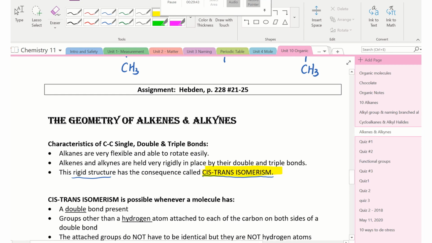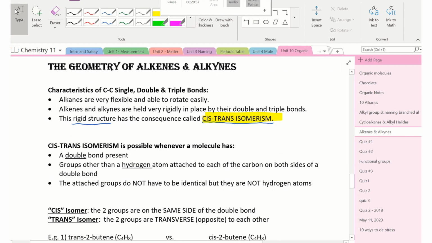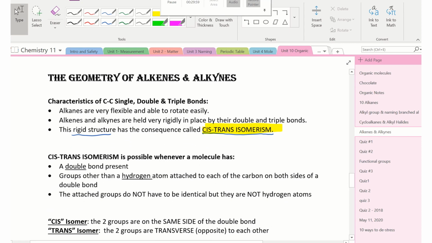It gets a little bit more complicated, but it's okay. I'm sure you guys can manage it. Because of this rigid structure, because of the double bond, triple bond, there are cis and trans isomers for the same name of the molecule.